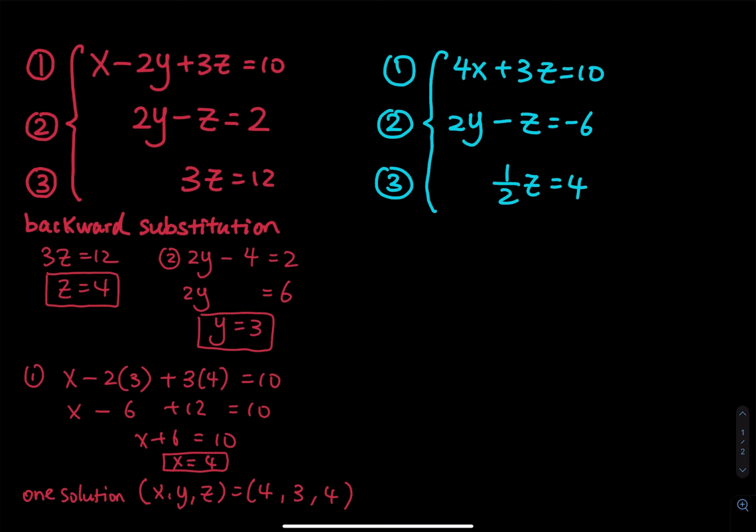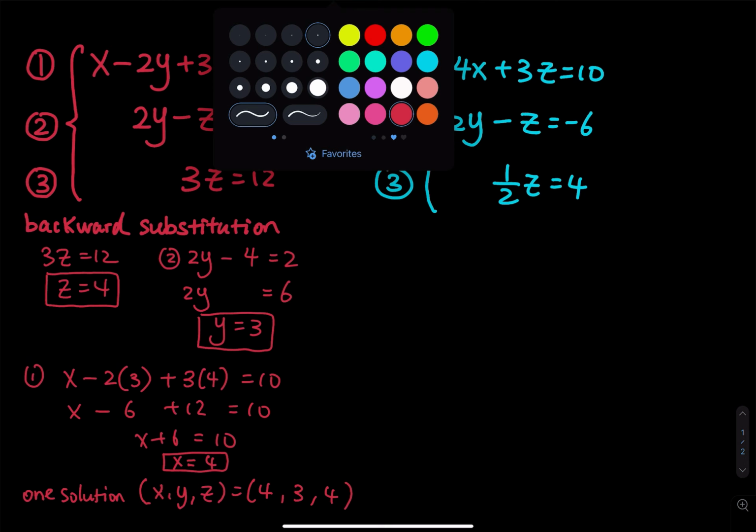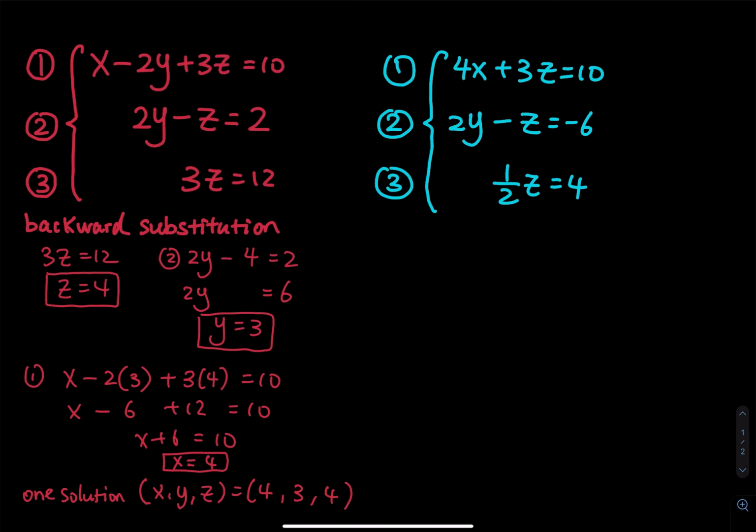All right, let's take a look at the blue system. I have 4x plus 3z equals 10, 2y minus z equals negative 6, and then 1/2 z equals 4. Using backward substitution, I would like to take care of the last equation. 1/2 z equals 4. You multiply both sides by 2, z equals 8. Once you get one of the variables, the system becomes much easier.